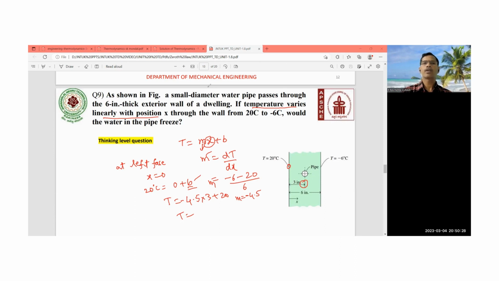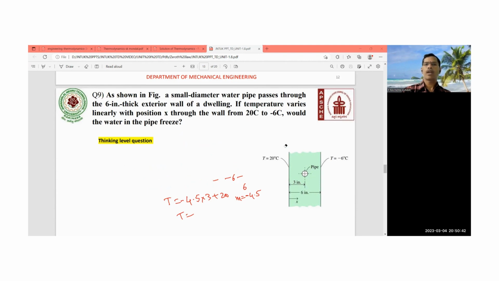So that particular thing you can find out from this type of problem. It is a thinking level question. Sometimes you will experience this in these types of problems. So this is one model type, that is T is equal to mx plus c, that is the linear relation.